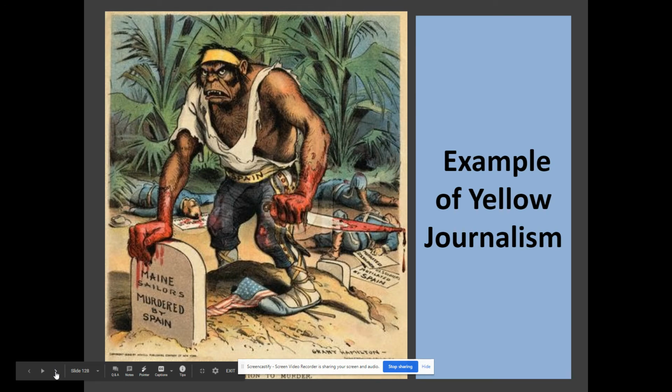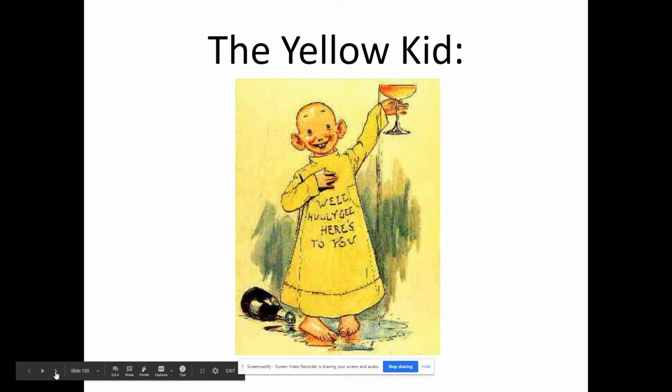Now, this would be an example of yellow journalism. If you walked by and saw this, it's going to make you angry. And you're going to want to read that article and buy that paper. And you're going to think Spain did it. So really, why did the Spanish-American War happen? You can make a case that yellow journalism might be reason number one. We have to be super careful about this.